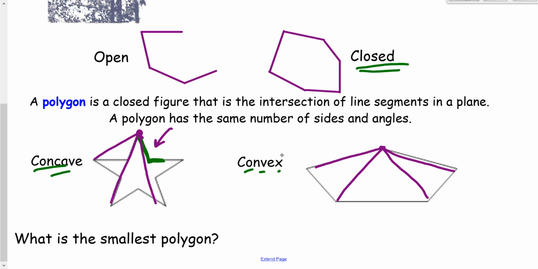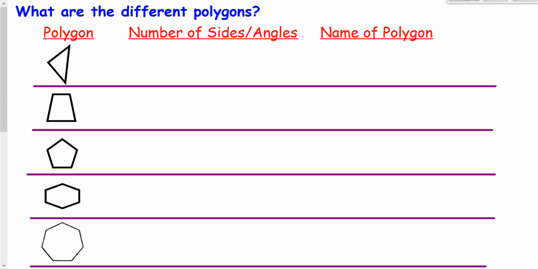What is the smallest polygon that you can have? So what is the smallest closed figure that you can have? And your answer is the triangle, which is the building blocks of all of the polygons we're going to learn about. Now, what is most important is things that you have to be responsible for, which is the names of these shapes. You have to know the names of these shapes.